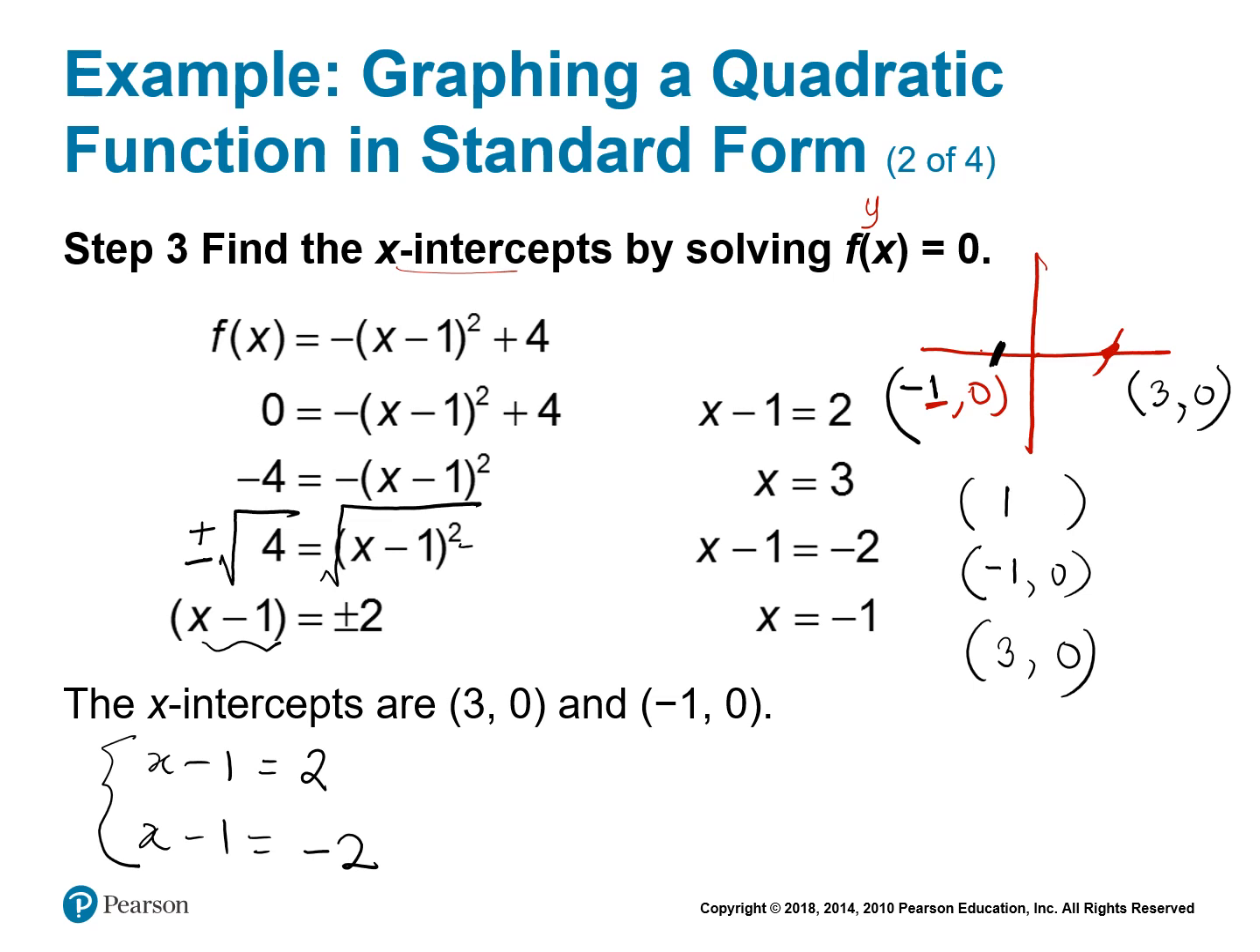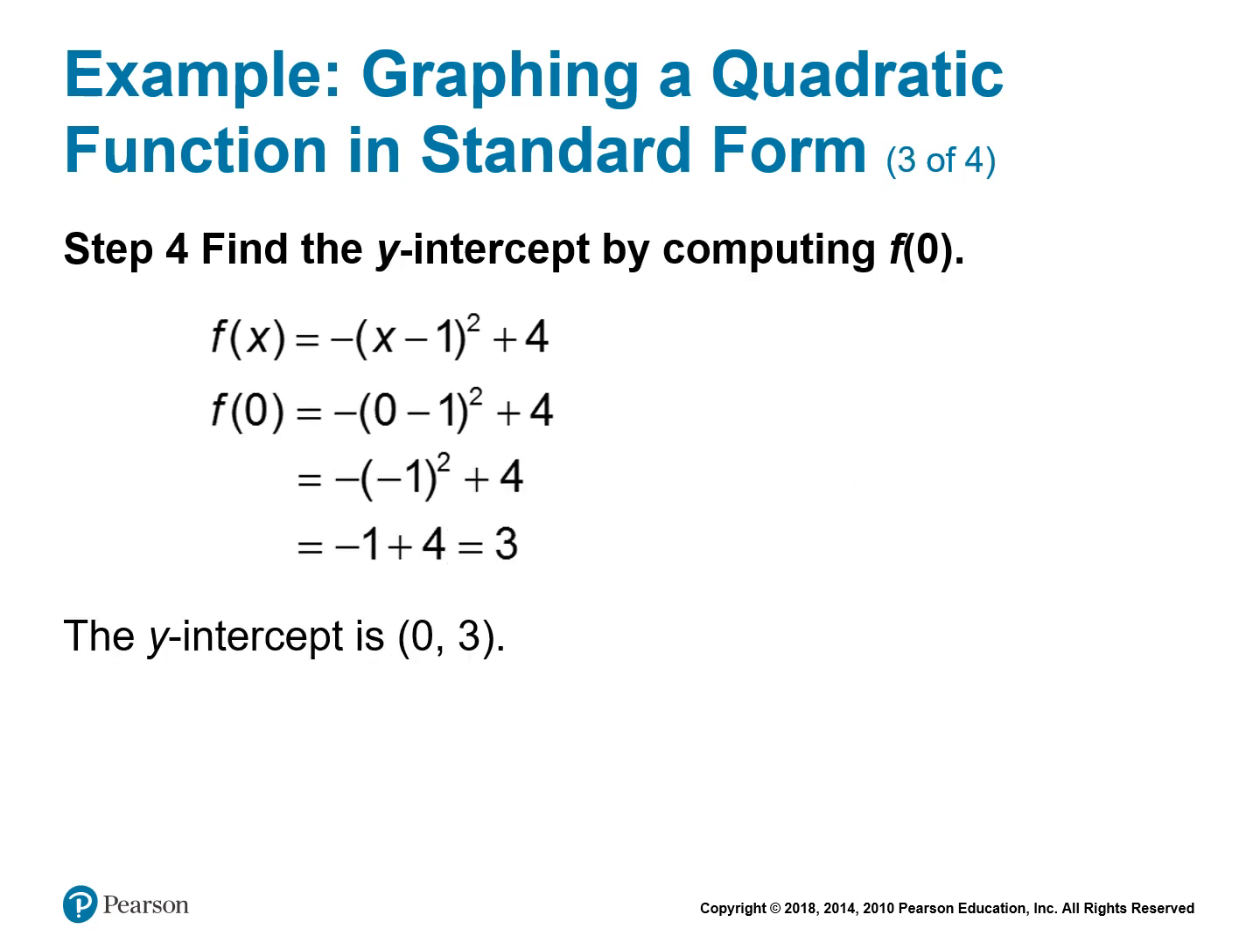1 comma 4, that's the vertex. This is the first x-intercept, this is the other x-intercept, and now let's see what the y-intercept is in the next slide. All right, so to find the y-intercept, what we do is we plug in 0 for x in this expression and evaluate it.